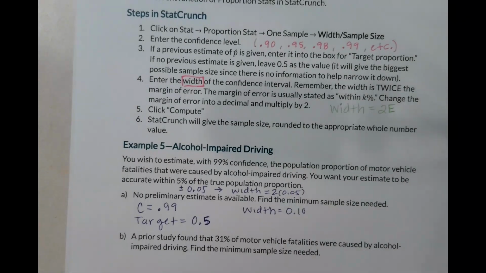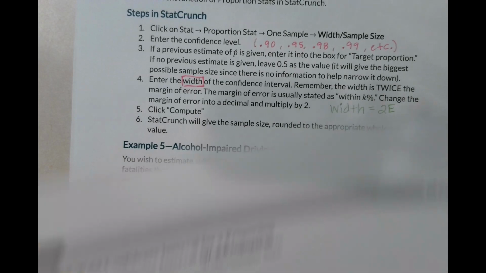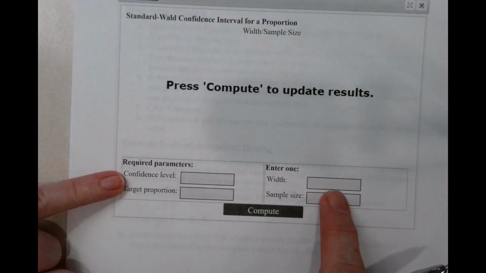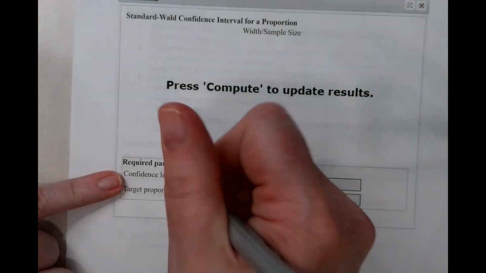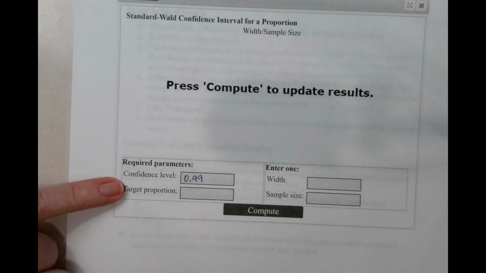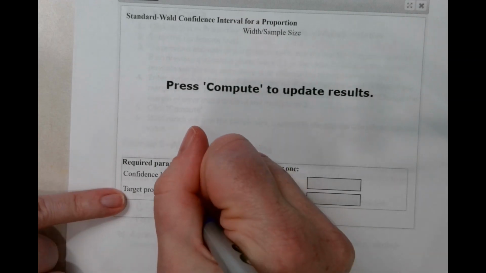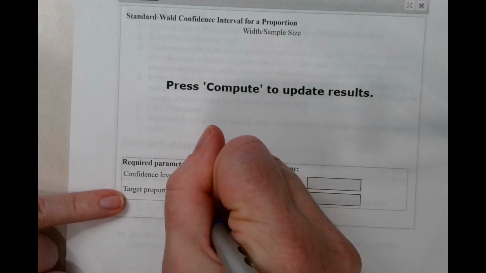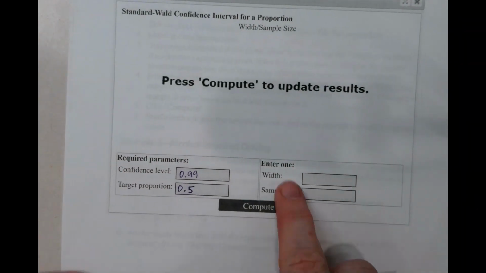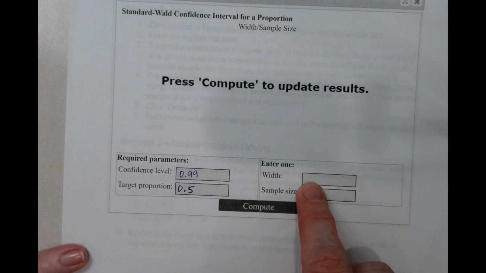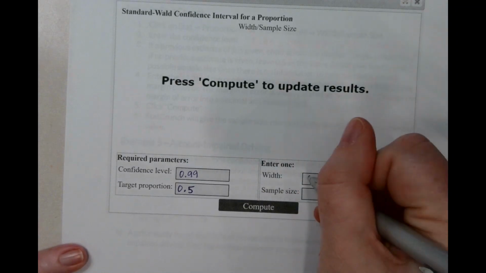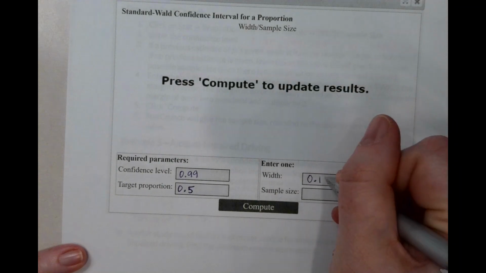Okay. So if I come in, and again, they're not going to be blank when you open this window in StatCrunch. It's going to have some numbers in here, but you can just type over them. So I'm going to put 0.99 for my confidence level. Since I don't have any information, I'm going to use that 0.5, just saying 50-50. And then for the width, again, remember, this is twice the margin of error. So in this case, 0.10.